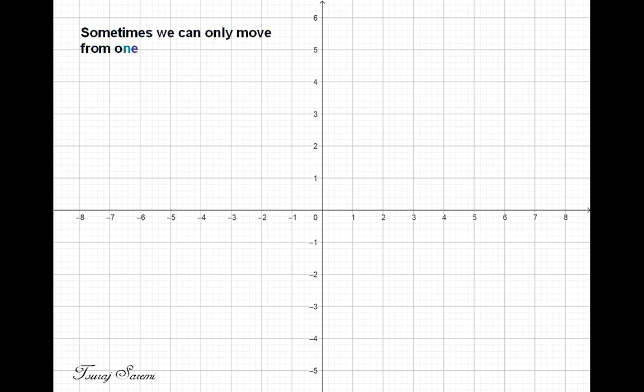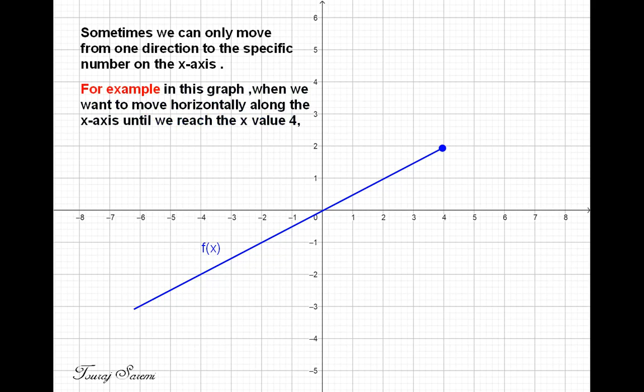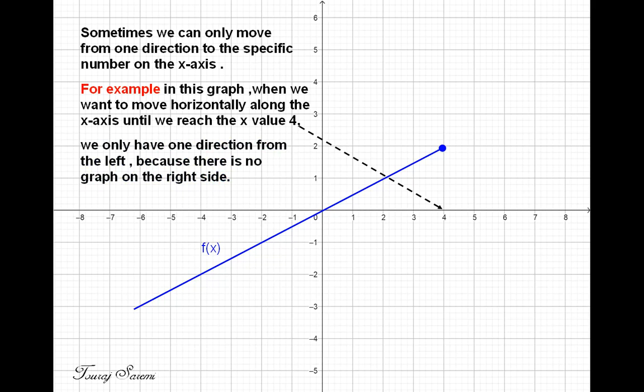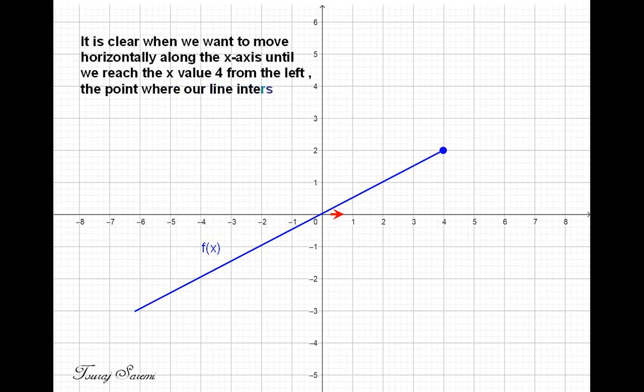Sometimes we can only move from one direction to the specific number on the x-axis. For example, in this graph, when we want to move horizontally along the x-axis until we reach the x value 4, we only have one direction, from the left, because there is no graph on the right side. It is clear that when we move horizontally along the x-axis until we reach the x value 4 from the left, the point where our line intersects the y-axis is 2, then we write f of 4 is equal to 2.